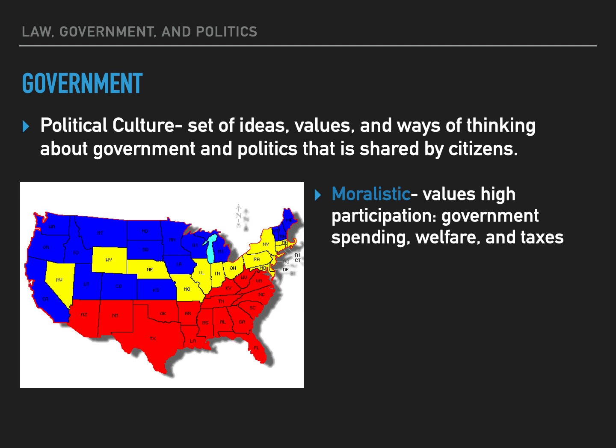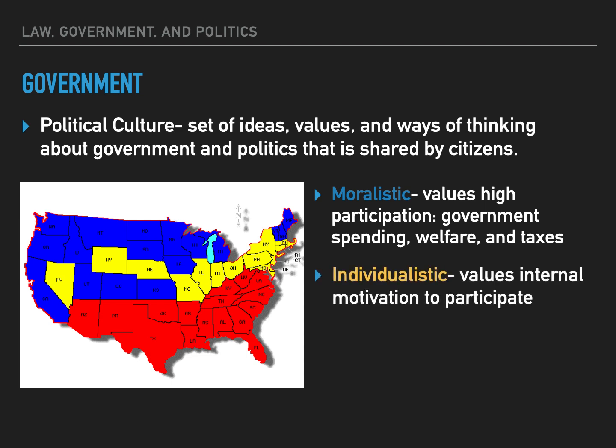They believe government is the answer to most problems, and they support voter registration drives, voting by mail, and declaring a voting holiday to encourage higher participation in elections. The yellow represents individualistic group. These people value internal motivation to participate in government. Libertarian is the word most often used today. They believe individual liberty is preferable to government intervention. For them, if you need motivation to vote, then your vote isn't worth having.